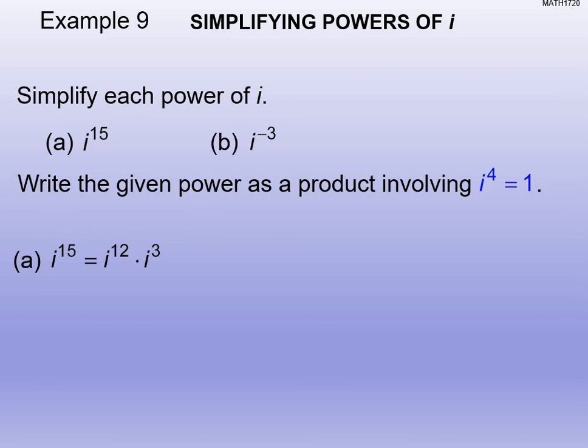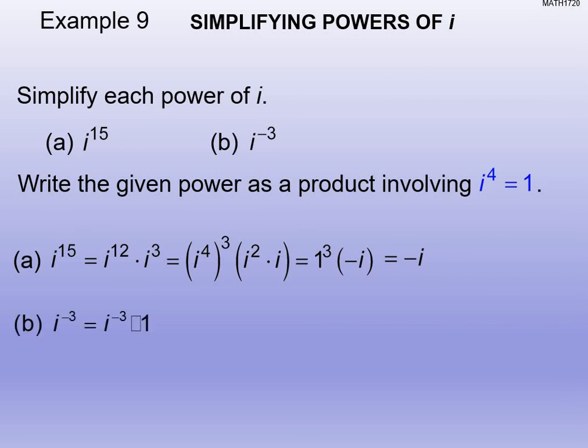So we can rewrite i to the 15th as i to the 12th times i to the third, using the multiplication property of powers. We can rewrite i to the 12th as i to the fourth, cubed. We know i to the fourth is just a positive 1, so you have 1 cubed times i squared times i. That i squared becomes a negative 1. So our final answer is 1 cubed times negative 1 times i, which gives us negative i. Your calculator will do that for you too.